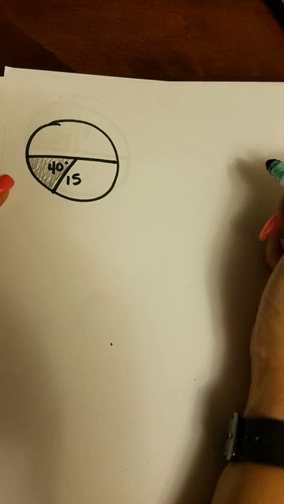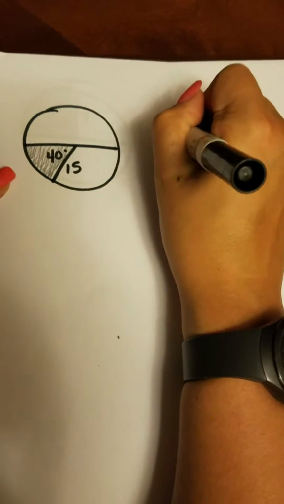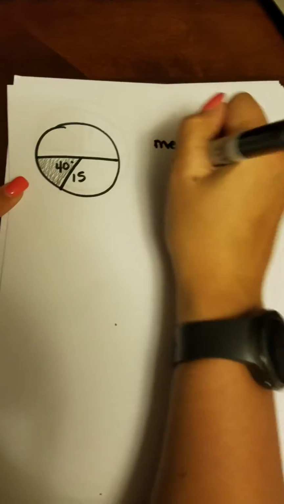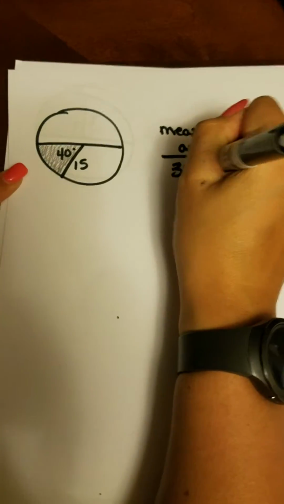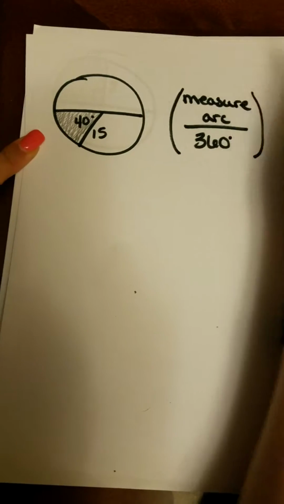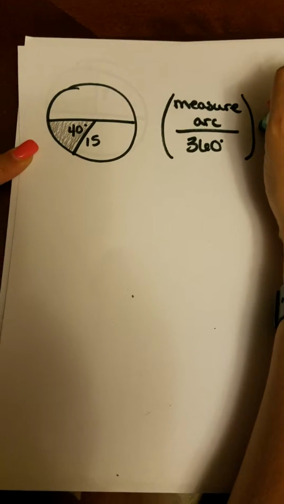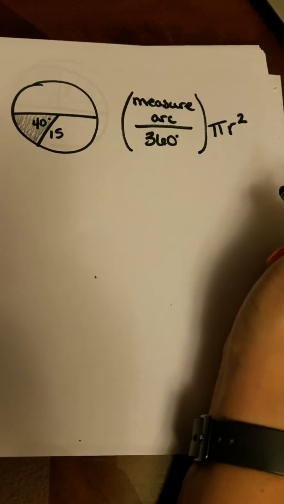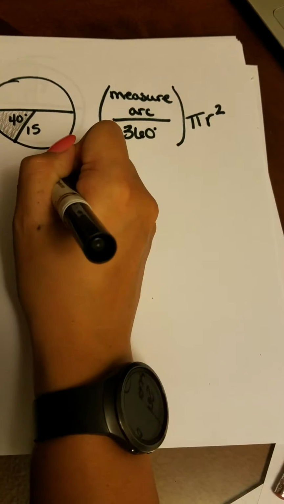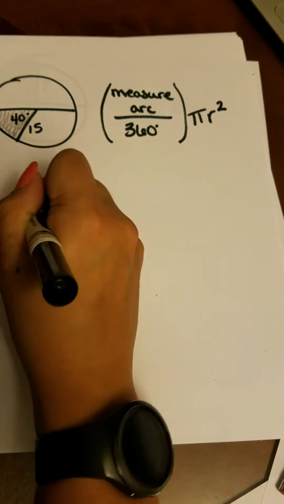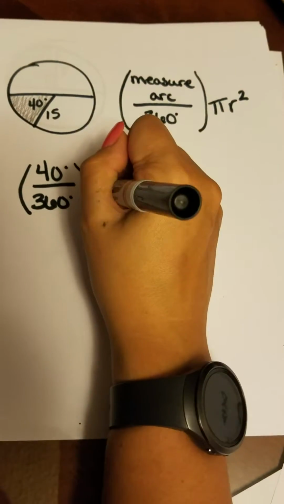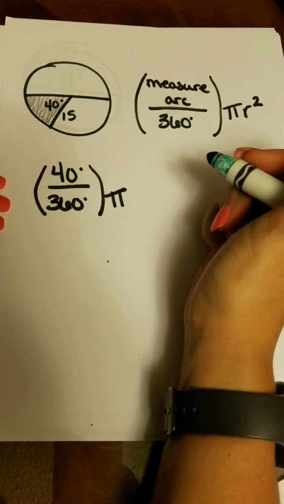To find the area of this sector, we need to know the measure of the arc, divide it by 360 degrees, and multiply by the area of the circle, which is pi r squared. We know the measure of the central angle is 40 degrees, therefore the measure of this arc is 40 degrees. We're dividing that by 360 degrees and multiplying by the area of the circle, which is pi.